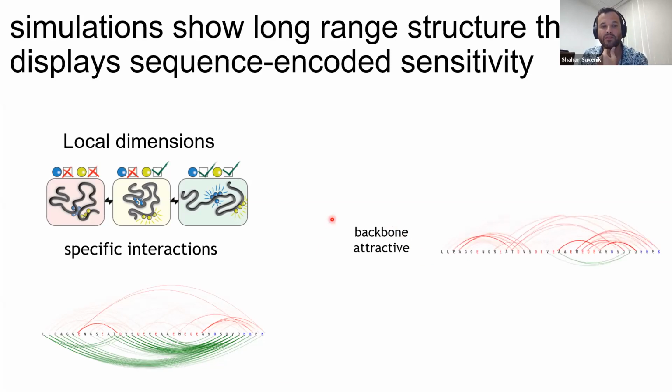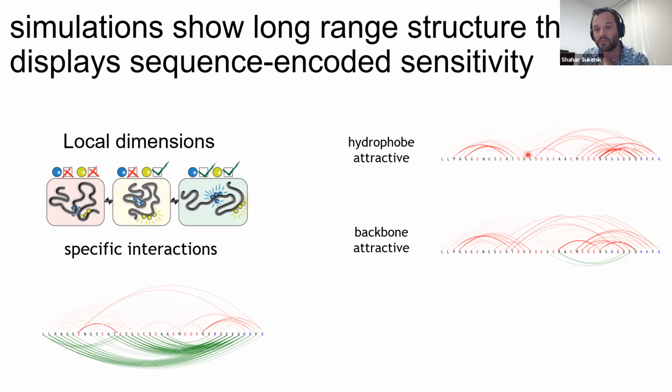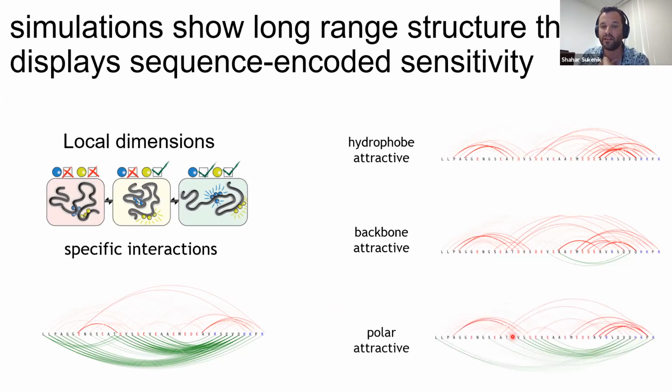When we have a solution that's attractive to the peptide backbone, kind of like a urea solution, what we see is almost all of the attractive interactions go away. When we put this in a solution that's attractive to hydrophobic patches, that becomes even more pronounced. But if we put this in a solution that's attractive to polar patches, then you can see that a lot of these contacts actually persist. And so even though all of these solutions have the same global interaction, you can see that very different structures may arise when the specific interactions are different.